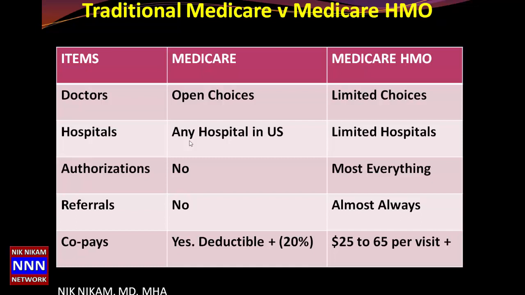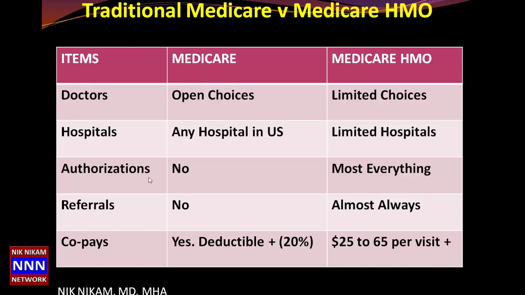Now let's talk about authorization. If you have a traditional Medicare, you don't need any authorization. You can see any doctor you need. Whereas with Medicare HMO or an Advantage plan, you almost invariably need authorization to see a doctor, especially a specialist. Except your primary care doctor, any other specialist that you want to see, you need to get an authorization.